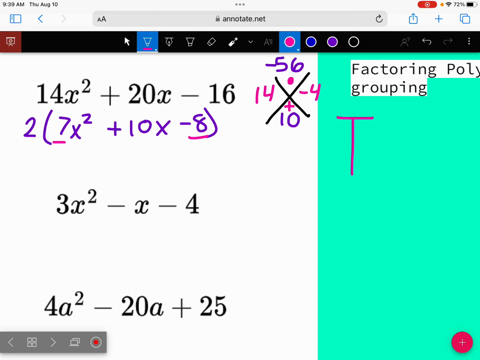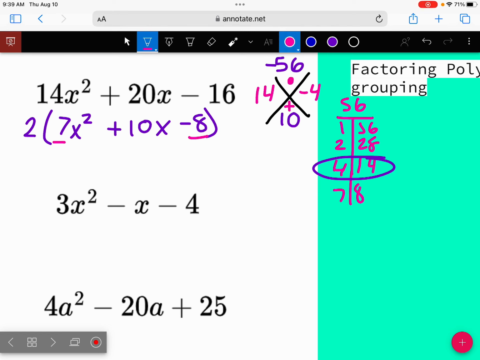You can straight up say, all right, what times what makes 56? 1 and 56. 2 and 28. No 3. 4 and 14. No 5, no 6, 7 and 8. So when in doubt, make a list of your factors like that. And since the top number is negative, we're looking at a difference. This is the pair that has a difference of 10. That's the kind of fast way to figure out that pair. If you get stuck right there, make your list.